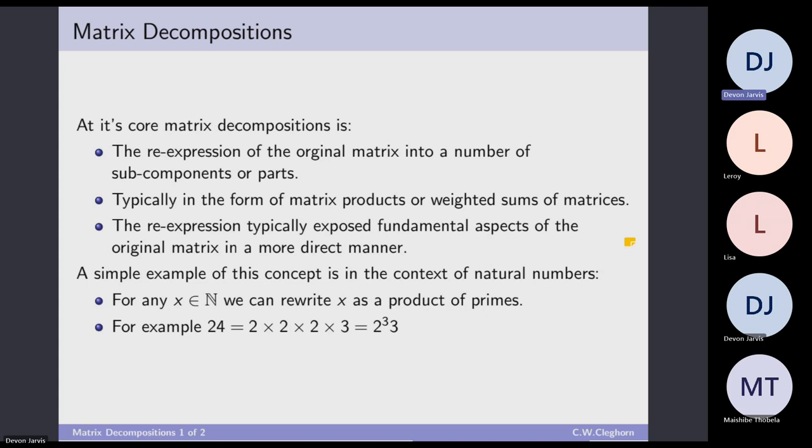A simple example of this concept is in the context of natural numbers. For any x in the natural numbers, we can rewrite x as a product of primes. So for example, 24 can be written as 2 to the power of 3 times 3. That is now re-expressing 24 as something slightly more fundamental and shared between all numbers, the fact that they can all be rewritten as a product of prime numbers.